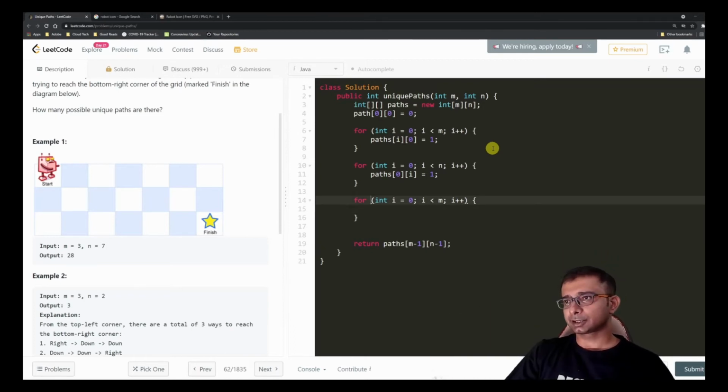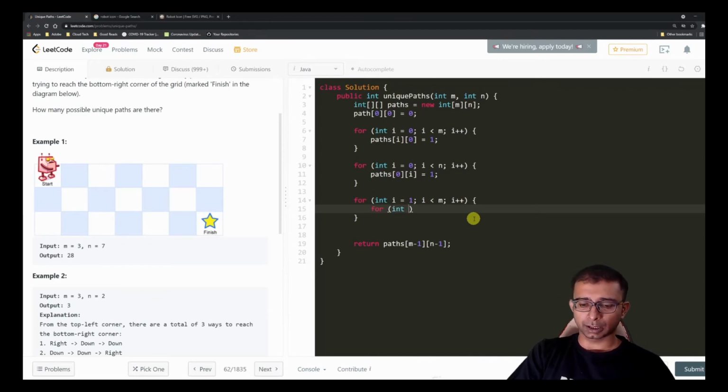So basically, instead of starting from 0, what we can do is start from 1, because we know the 0th row and 0th column we have already taken care of, right? So we will basically start from 1, 1. So let's take j to 1 as well, and j less than n.